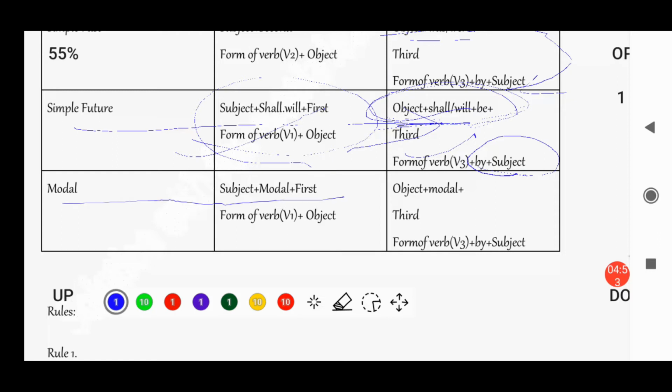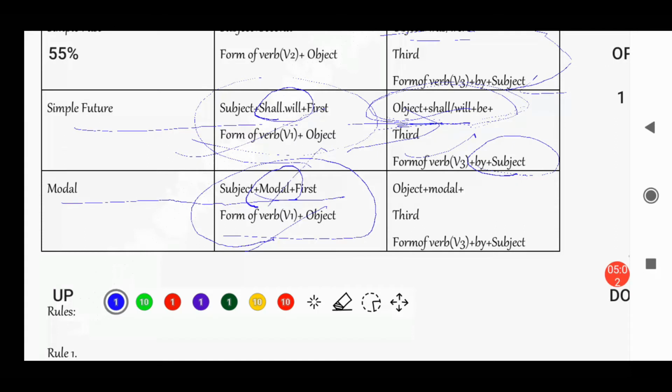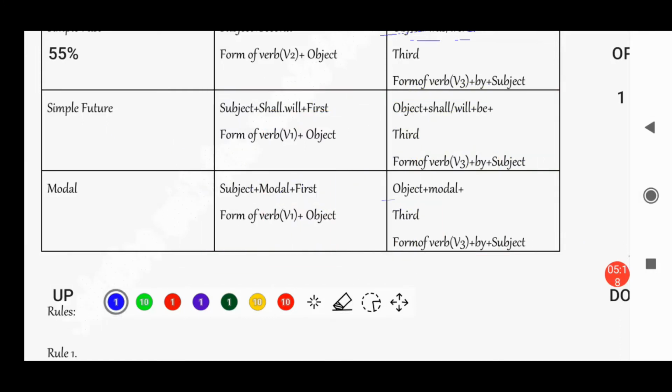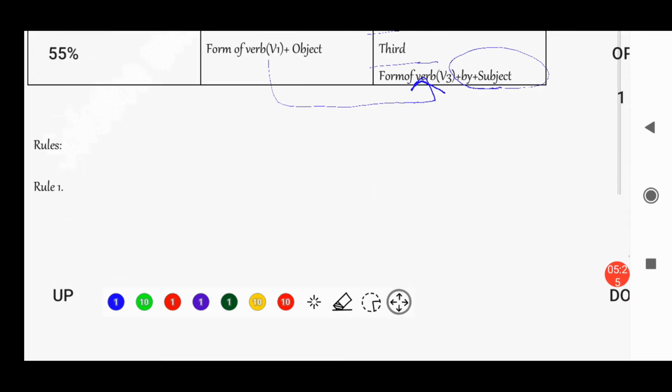Similarly, in the modal form, what we have is subject plus modal. In the place of shall, will, was, were, is, only the modal verb comes here as a helping verb. Then we write the first form of the verb plus object. Now how to convert it into a passive voice? The object comes at the starting of the sentence. Then we write the modal verb. Then the first form of the verb is converted into the third form. Then at the end comes the common thing, that is by plus subject.